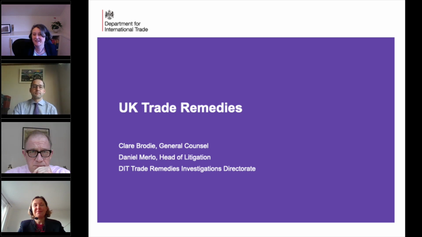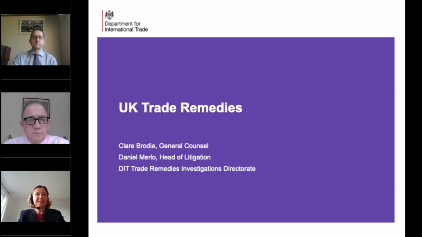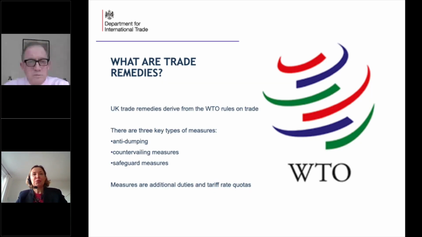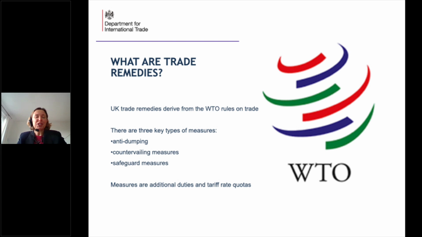Thank you very much. Moving on to the next slide. I'm going to start with a bit of description of what trade remedies are. I'm sure many of you are very familiar with this. UK trade remedies derive from the WTO rules on trade. That's the General Agreement on Tariffs and Trade, GATT, the Anti-Dumping Agreement, the Countervailing Measures Agreement, and the Safeguards Agreement.